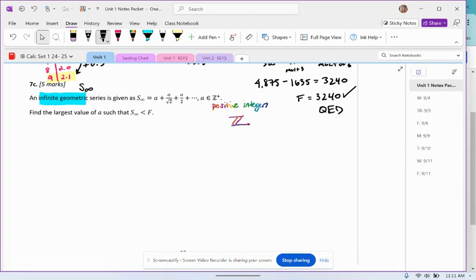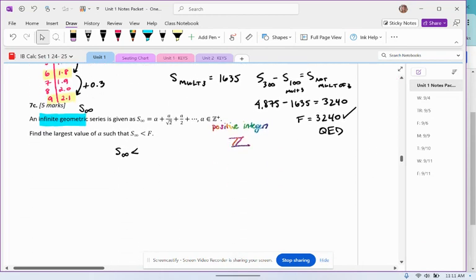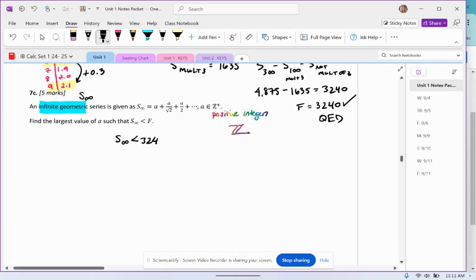Okay, so let's start subbing in the stuff that we know. S sub infinity will come from the formula. F was given to us up top. What is it? 3,240. Okay, so where do we get this from? We have to figure it out. So let's use the formula for an infinite sum.